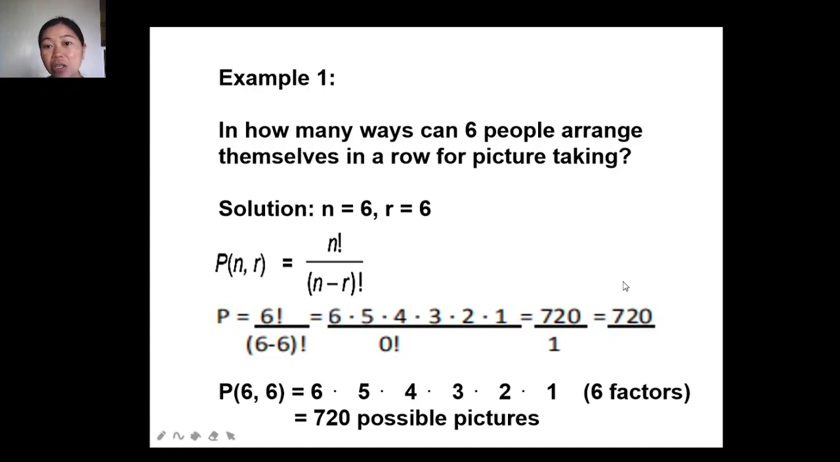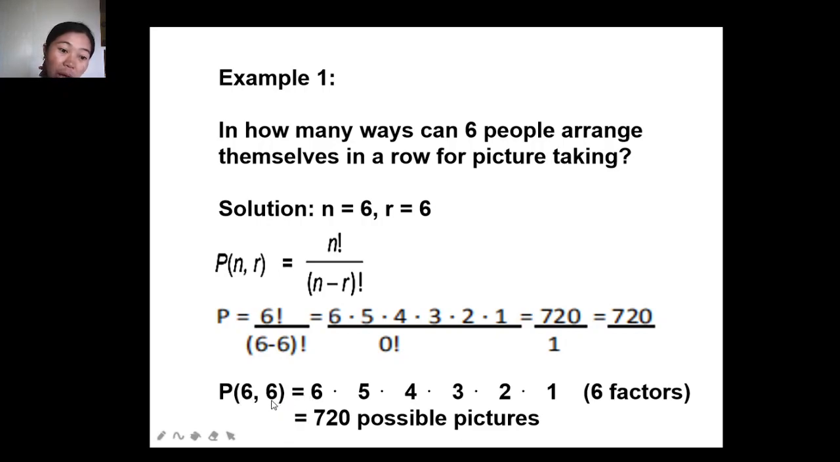So, meron kang 720 arrangement na pwedeng gawin for picture taking sa kanilang anim. So, sa baba, ito yung mabilis na paraan ng pagsusolve ng number of permutations. Hindi na ako nag-minus sa denominator kasi automatic ito din naman yung mangyayari. Ganito na lang. Kung ano yung value ng n, doon ka mag-start ng first factors. So, the value of n is 6, nag-start ako ng first factor 6.